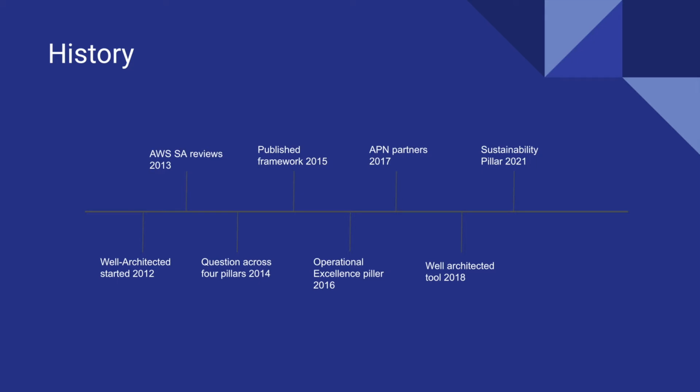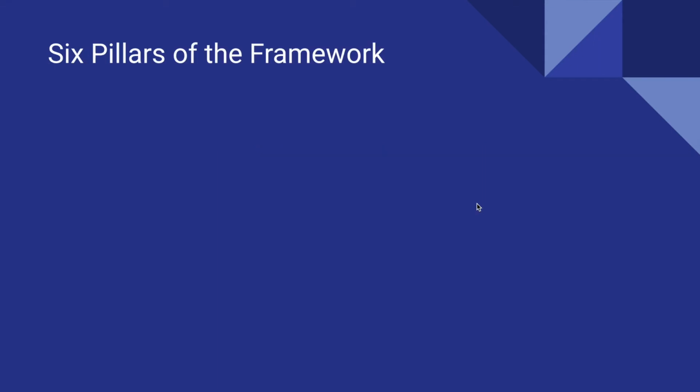In 2021, AWS launched the sustainability pillar, which is the 6th pillar. They also launched the ability to customize your well-architected review, allowing customers to customize the review more to their industry or workload type, etc. So I keep talking about these pillars. Let's dive into them a little bit further.